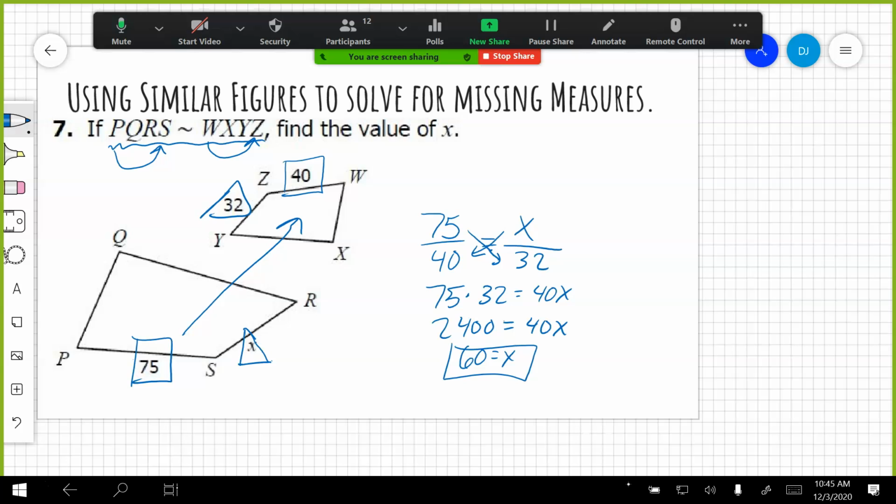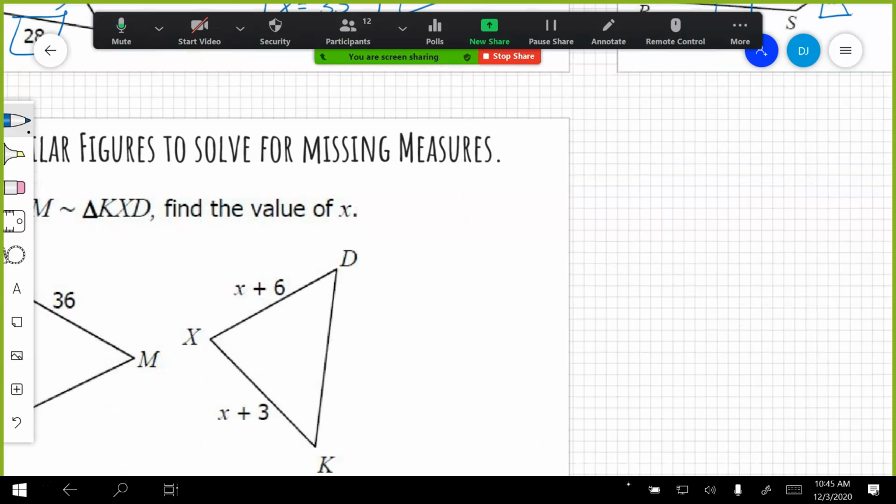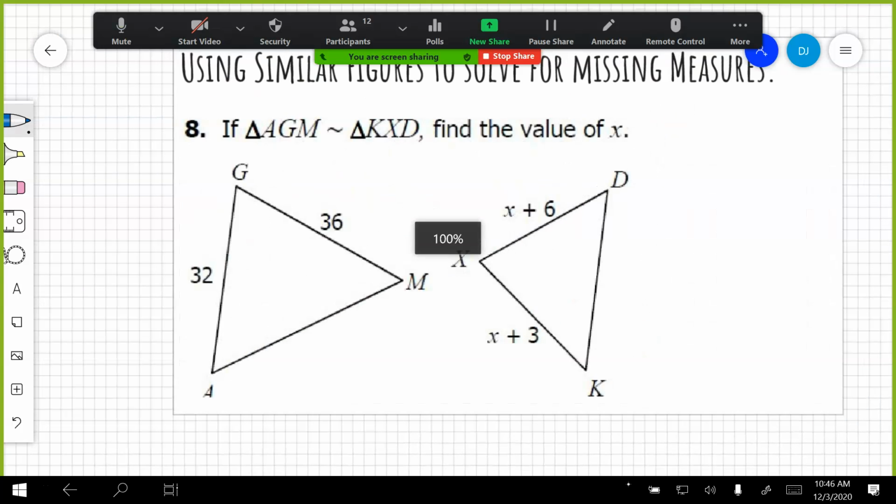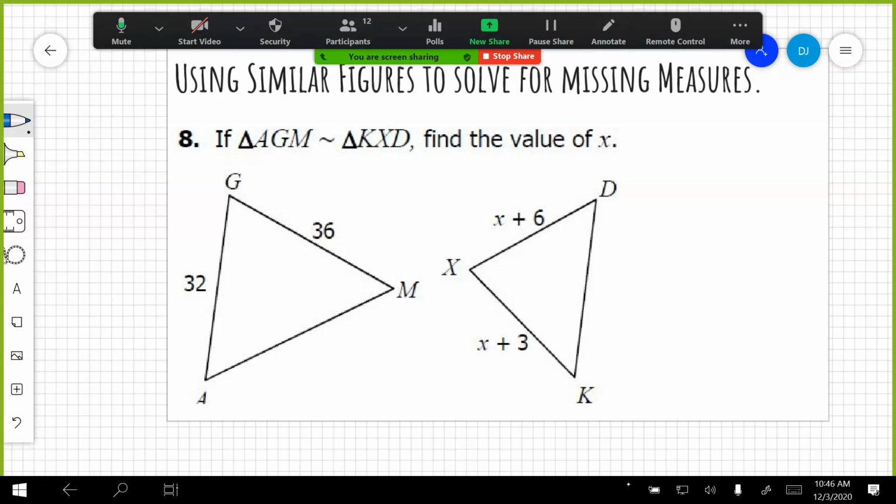All right, we're going to take a look at our last problem. Here we go. We have our similarity statement: triangle AGM is similar to triangle KXD. We need to just find the value of x. This one's a little different. Remember, whenever we have two terms, we can rewrite them with parentheses. Can I have a volunteer on how to set this one up? Because it is just like all of the others we've done. The only difference is the added difficulty of the two terms.